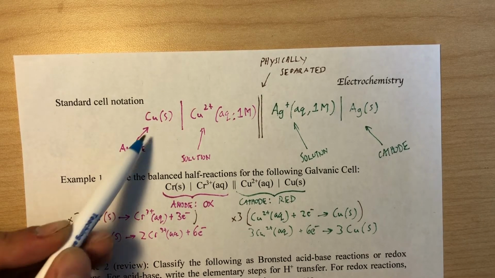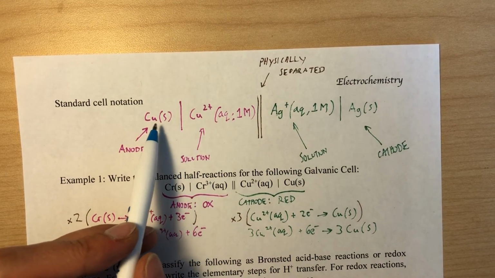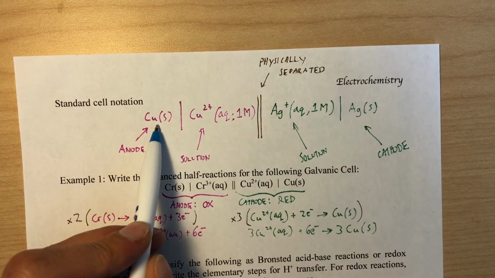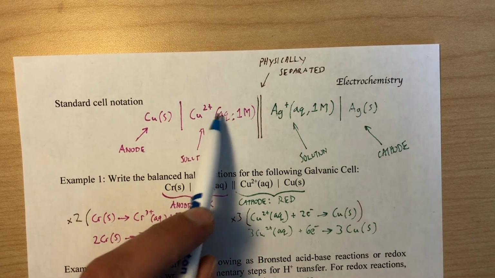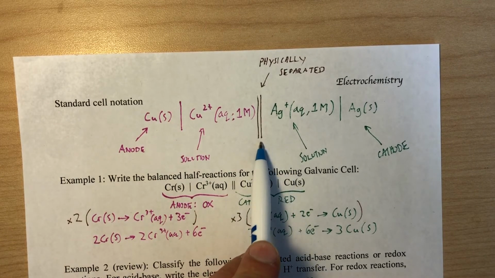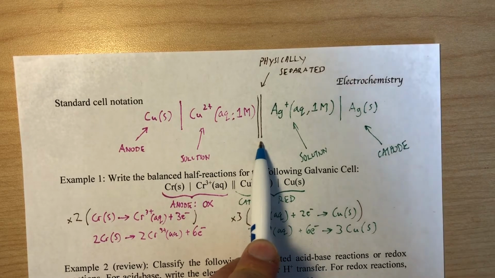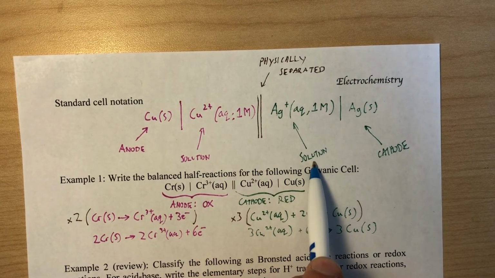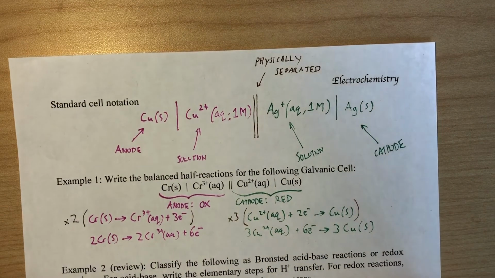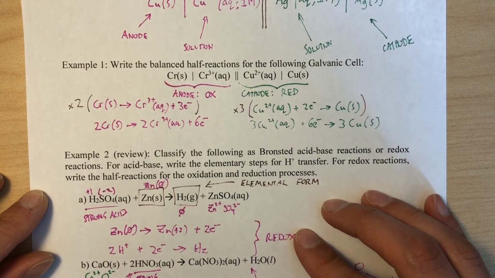So on the left, we have our anode, which is our copper solid. That's separated by a barrier from the solution, where we have our reduced species and our oxidized species. So we have copper being oxidized to copper 2+, and that's our solution that is in the galvanic cell. This whole thing is separated by a double vertical line indicating a physical barrier, so they're physically separated from one another, where we have at our cathode a silver solution that's aqueous 1 molar being reduced to a silver solid, which is our cathode.